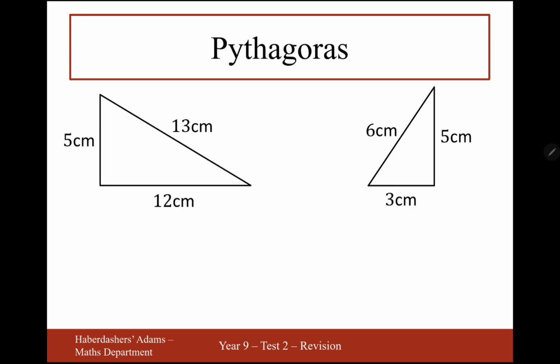Okay, so in these two questions here, I've not written down what the question says, but what you've got to check is, are these two triangles right angle triangles, and prove it. So prove if these two triangles are right angle triangles. Pause the video and give these two a go.